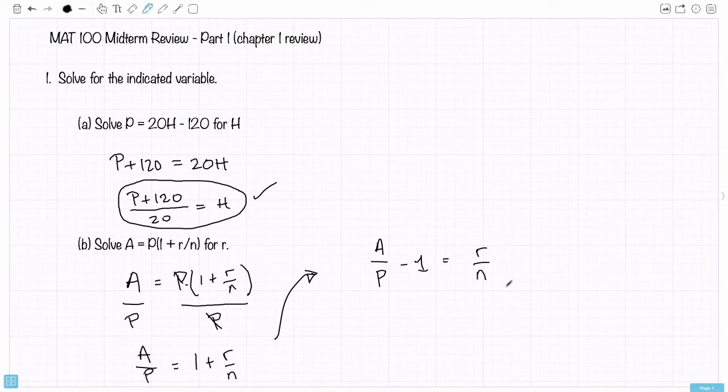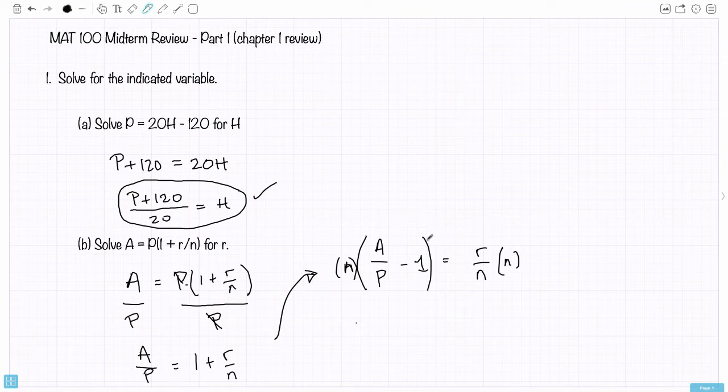And finally, to isolate r, because n is a factor since it's divided, and factors are things that are multiplied and divided, the n is a factor, I can remove that factor by doing the opposite operation, which is to multiply. So I'm going to multiply both sides by n. This is an n. I'm multiplying both sides.